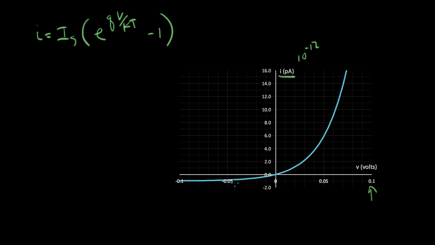And you can see here, this is a more familiar looking exponential curve. And over here, there's a little bit of an offset. There's a little tiny current in the reverse direction when the voltage is negative. And this amount here, that's IS, flowing in the negative direction in the diode.